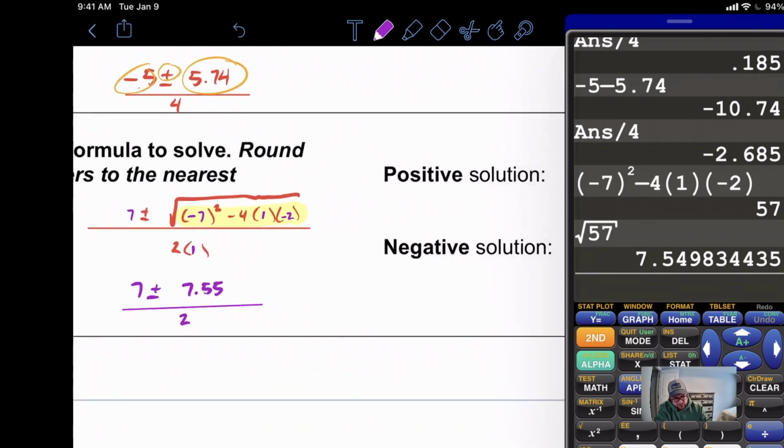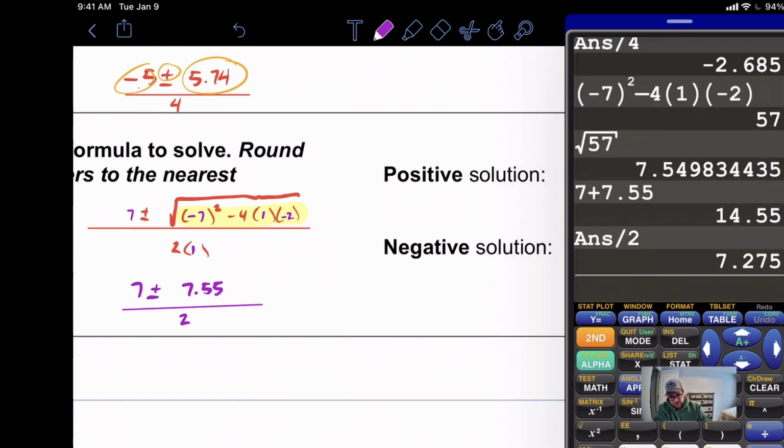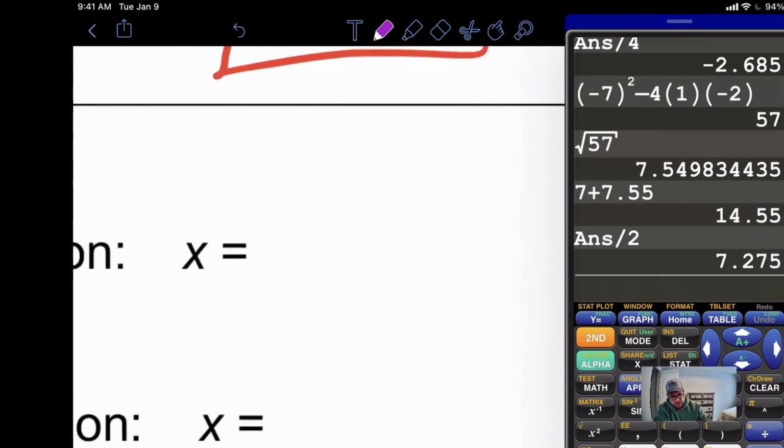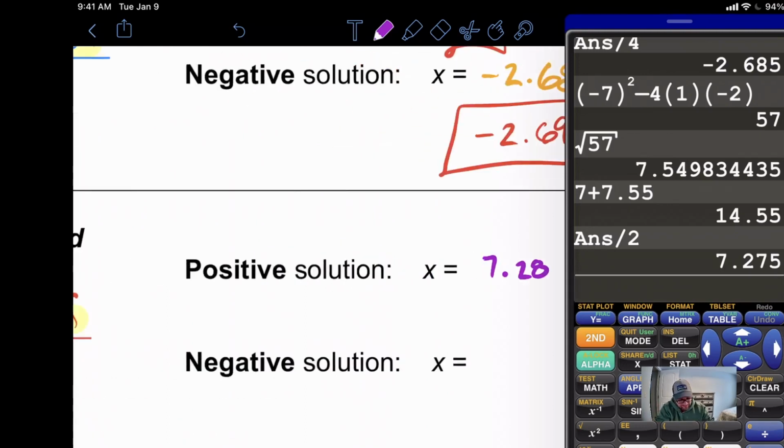Now let's get our two answers. 7 plus 7.55. Get that number, then divide it by 2. So our first answer, it looks like that's our positive one, is 7.28. We'll round that up. We're only going to the nearest hundredth, so since that 5 is bigger, or is equal to 5, I guess, it rounds 7 up to 8.